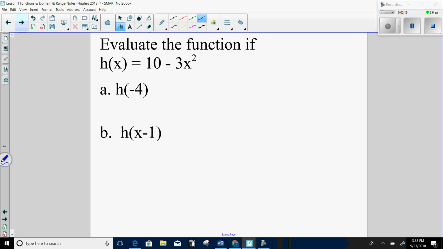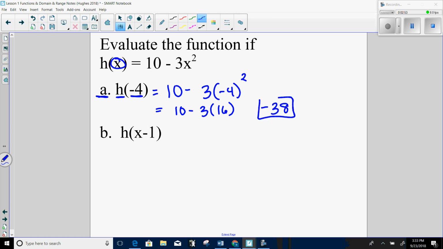So one of the things we're going to do is look at how to evaluate a function. We're going to look at a, which is a really basic one. What this says is to take the function h, and instead of x, we're going to replace it with negative 4. So you take your h function, h of x. Notice this x right here has been replaced with negative 4. So we take our equation, 10 minus 3, but instead of x, we replace it with negative 4. We square it, and then we do order of operations. 10 minus 3 times 16. We square negative 4, and then we get 10 minus 48, which is going to be negative 38. And so that would be your value.